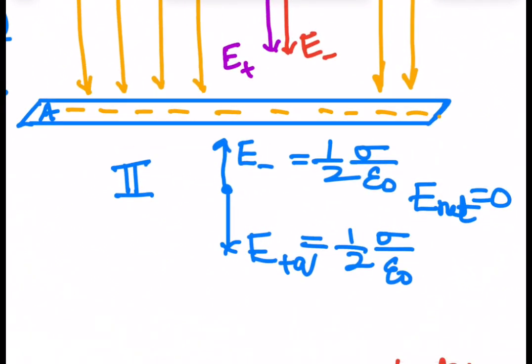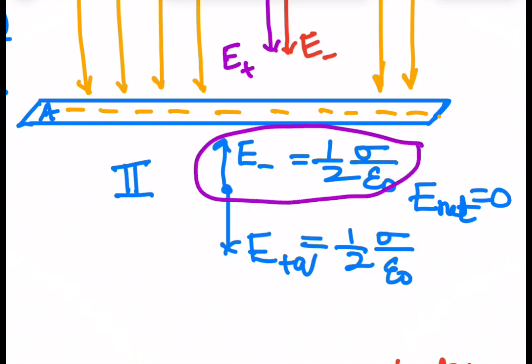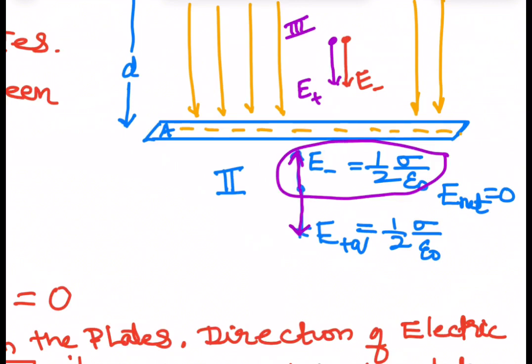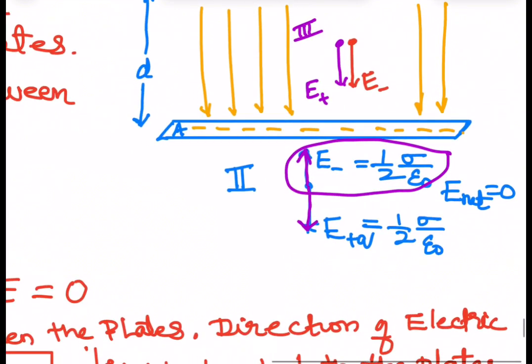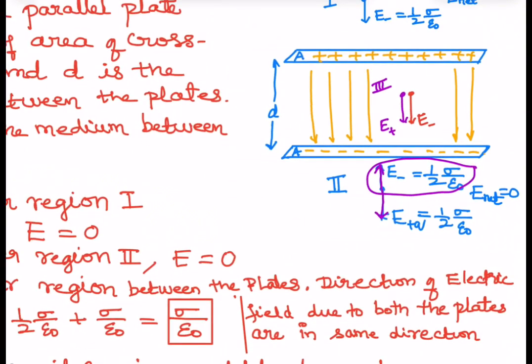Okay, below the capacitor, outside the plates in region 2, the direction of the electric field is always towards the negatively charged plate. Hence you have to write the direction of E minus is towards the negatively charged plate, and E plus is away from the positively charged plate. The net electric field is 0.